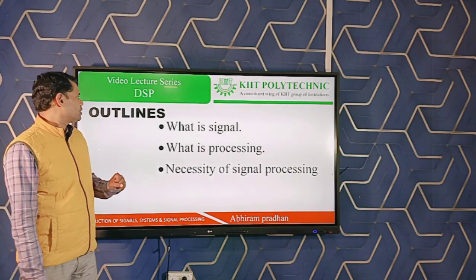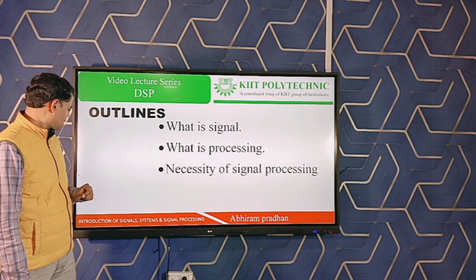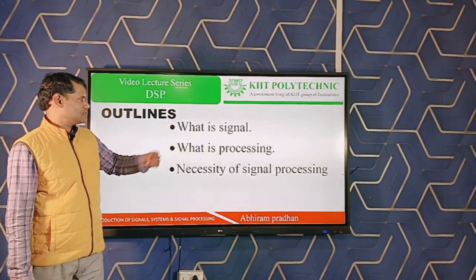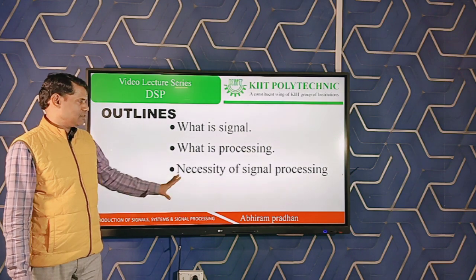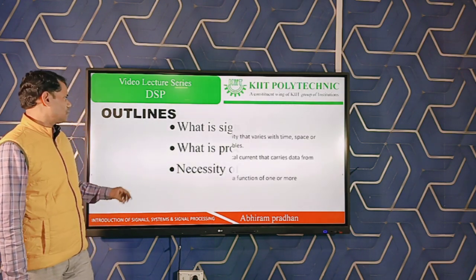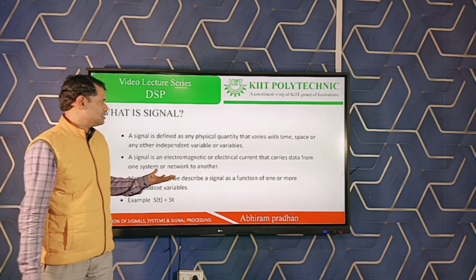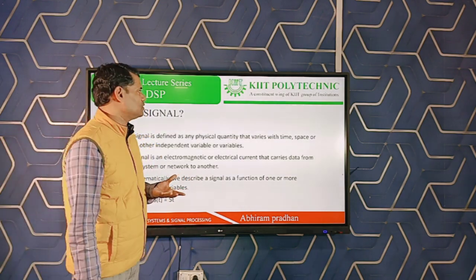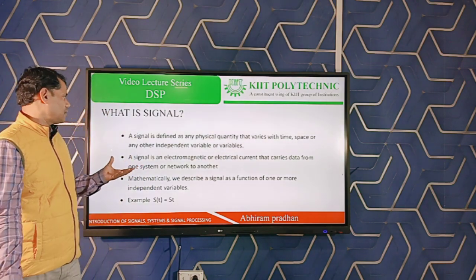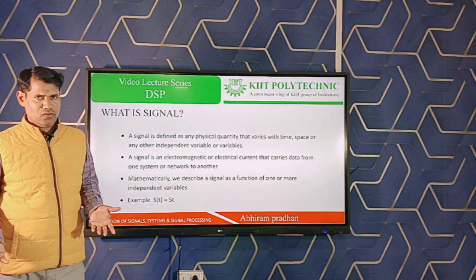Everybody, today in DSP we will discuss the introduction of a signal. The outlines are: what is a signal, what is processing, then the necessity of signal processing. So, what is a signal? A signal is any physical quantity which varies with respect to time and space or any other independent variables.